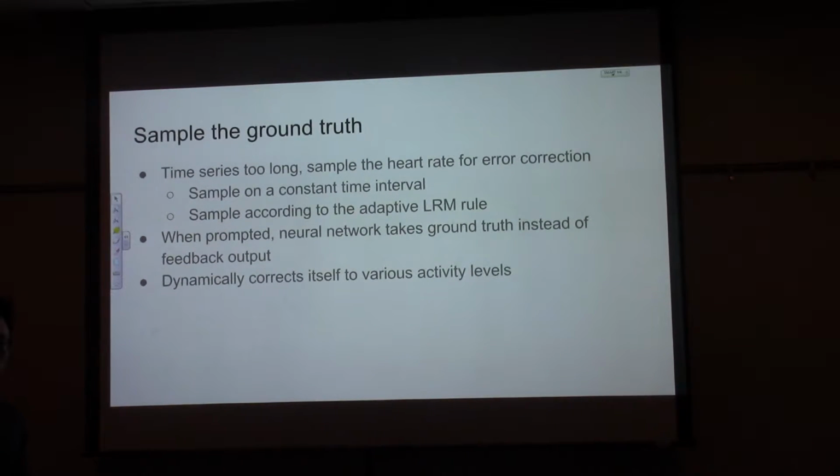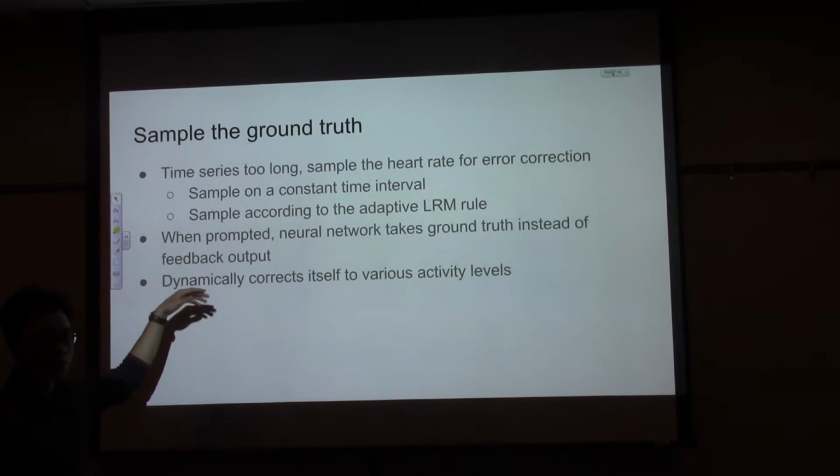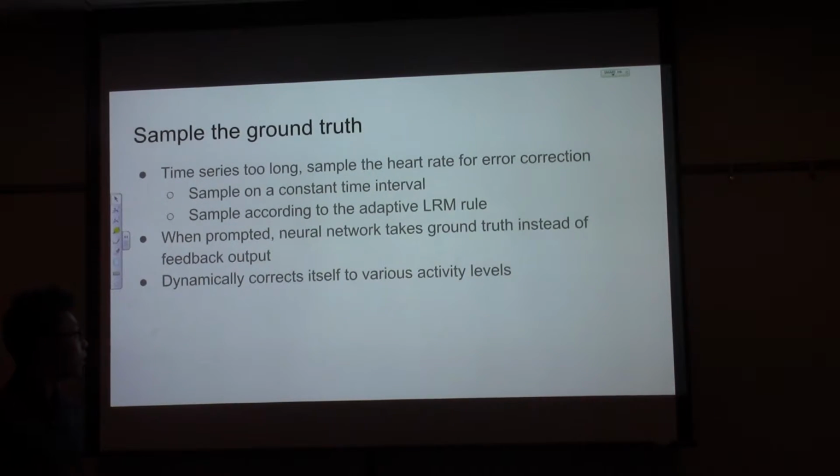This model works fine, but if we want to predict heart rate over a very long time, like when we have more than half an hour of data, the activity level is not enough information to predict the heart rate. So we need to adjust the model, to correct the prediction error. What we need is to sample the ground truth data at some time interval. There are 2 approaches to do this. The first is to sample on a constant time interval, and another is to sample the ground truth adaptively.